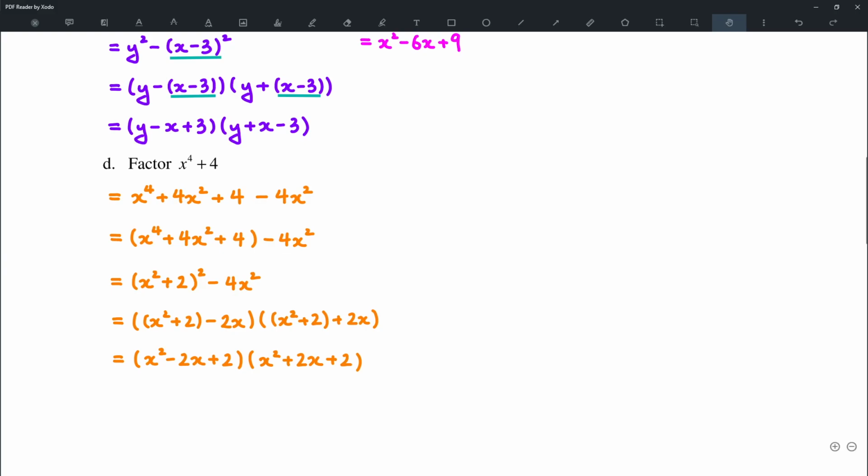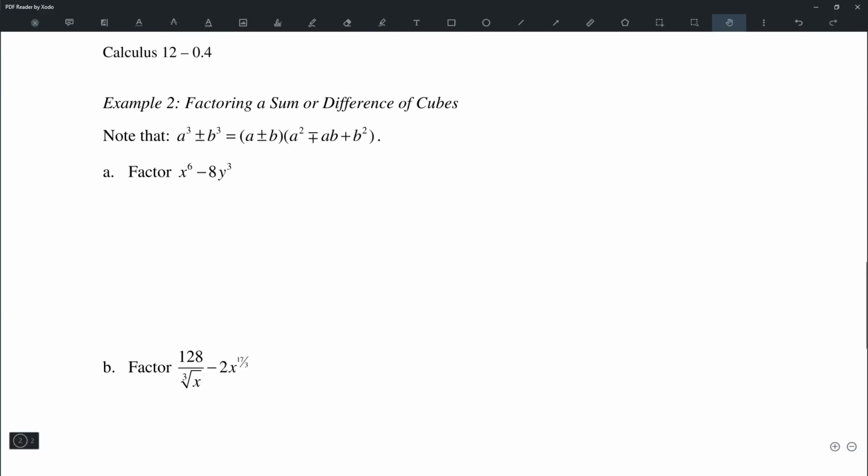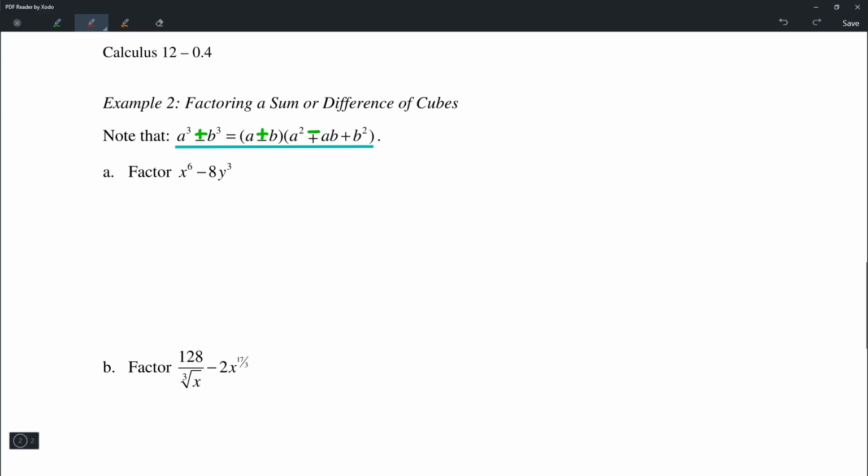Okay, so let's move on to the next part. The next part is about sum and difference of cubes. So we're given this kind of equation here. And the idea here is that if we have, let's say, a cubed plus b cubed, then we use the signs from the top. If instead we have a cubed minus b cubed, then we use the signs in the bottom. Oops, sorry about that.